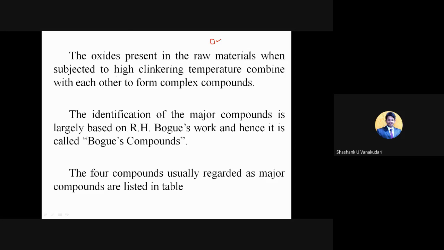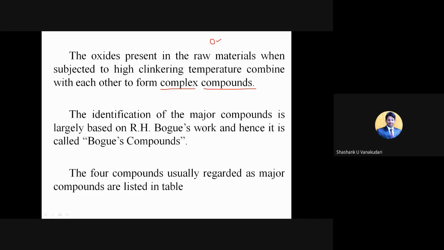And here, because of this oxygen content only, it forms the more complex compounds after getting out from the rotary kiln. Okay. And here the identification of the major compounds is largely based upon R.H. Bogue's work. R.H. Bogue is a scientist who did research on cement, and he concluded that certain chemicals are to be present in the cement so that it gives standard property, standard strength, and other properties.